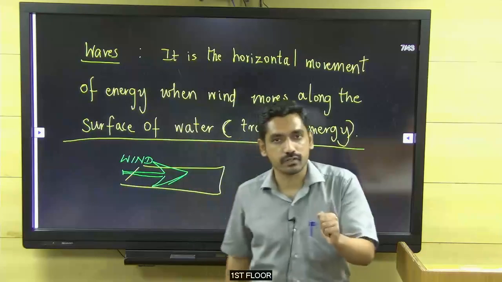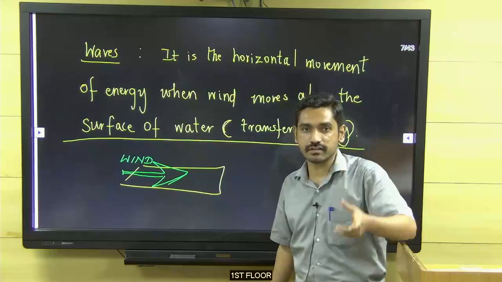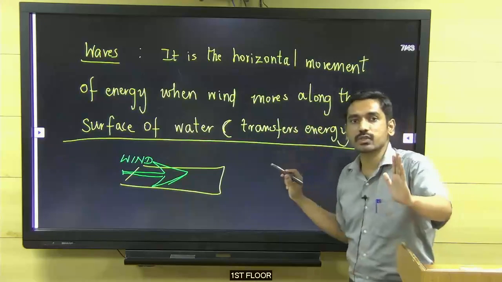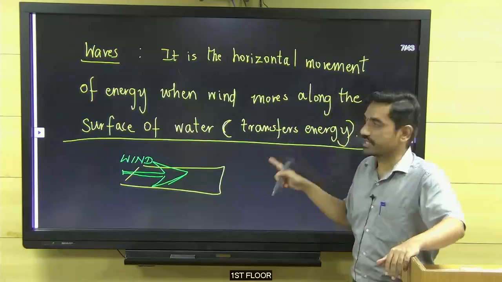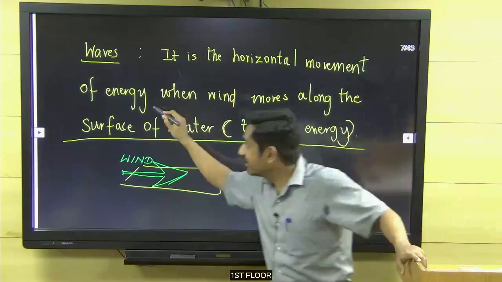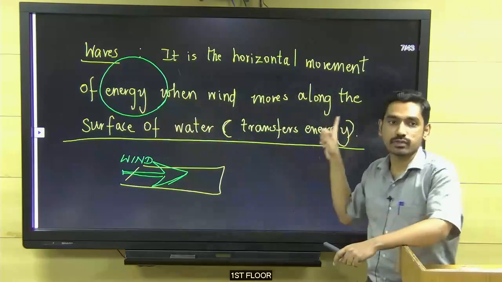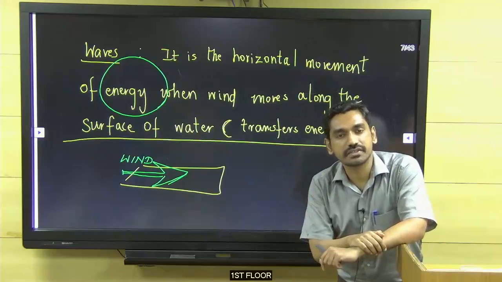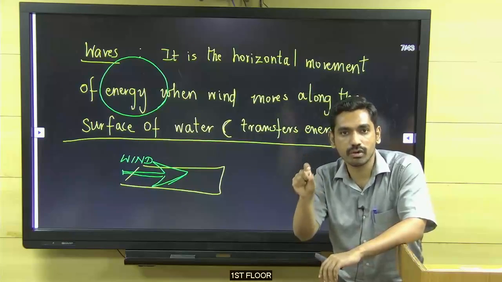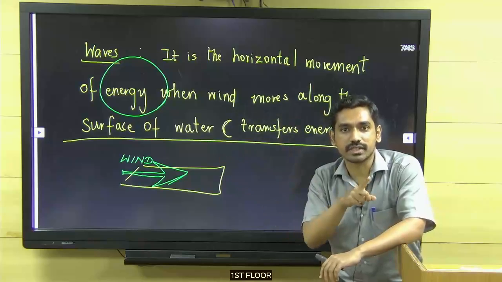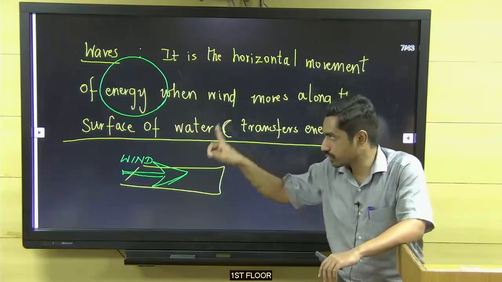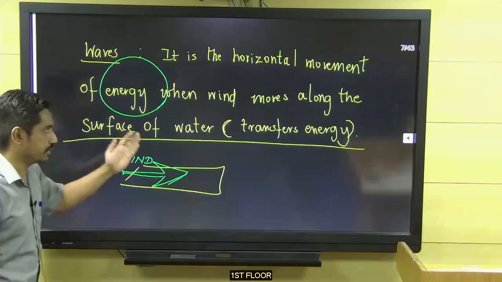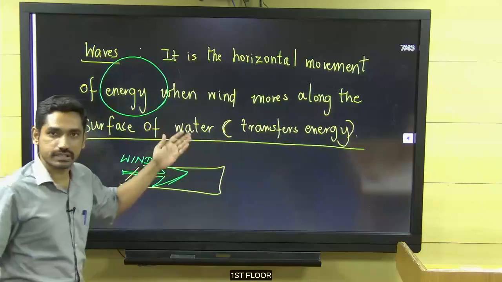Most important part of the definition, crucial for conceptual understanding, can be a question in prelims. The definition does not say horizontal movement of water. The definition says horizontal movement of energy when wind moves along the surface of water. Always remember this. The particle will remain in the same position, that is, we are talking about the water molecule. Only energy will get transferred. Fine. So now we'll see the diagram so you'll be in a position to relate to it. I'll read it one more time. Horizontal movement of energy when wind moves along the surface of water.